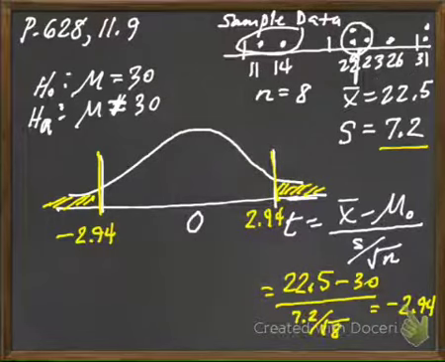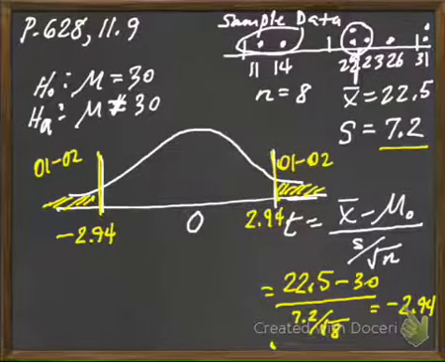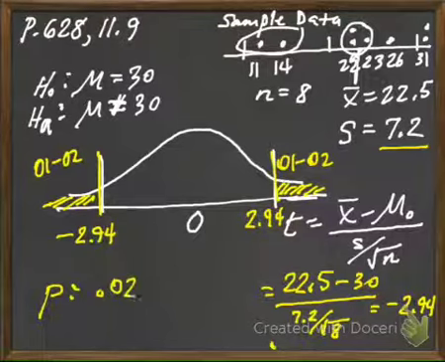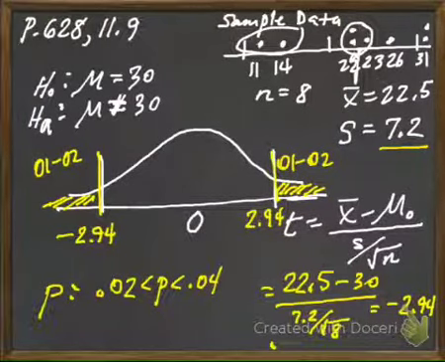But wait, remember that we're talking about this being 1 to 2% and this being 1 to 2%. So really we have a broader estimate that the p-value is somewhere such that we add those two together, it's between 2% and 4%. That still beats a 5% significance, doesn't it? So the null hypothesis would be rejected.